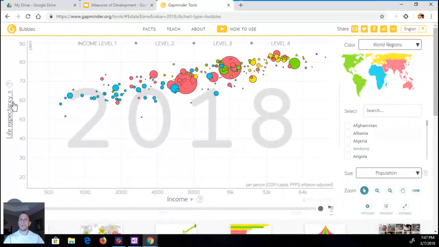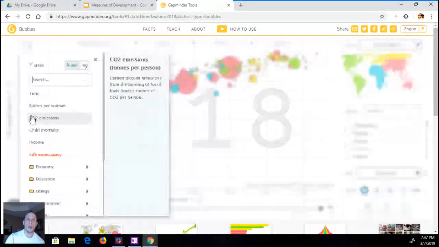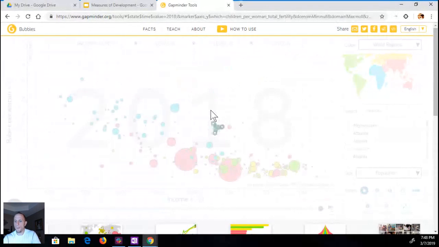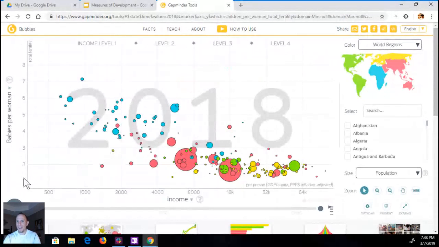Let's look at a few other indicators, because I understand that we've been here for a while. Babies per woman. All right, so anybody remember what we call that? What's that measure called when you look at babies per woman? There you go. Stuardo's got me. It's the fertility rate. Sometimes you'll see it called TFR, or total fertility rate.